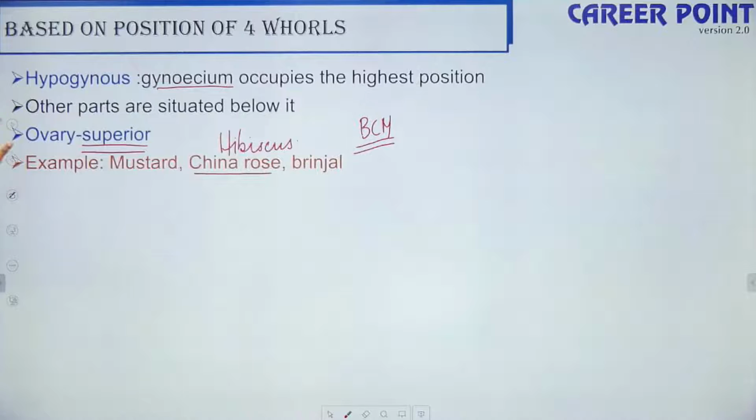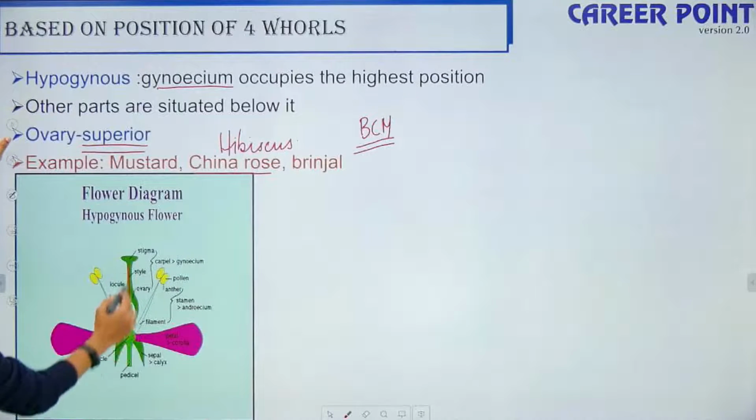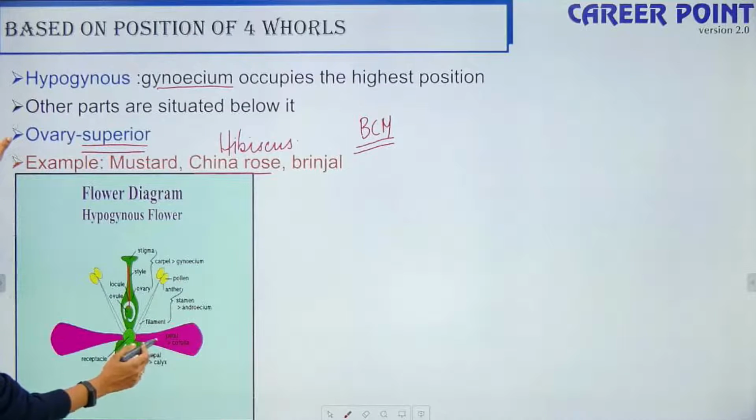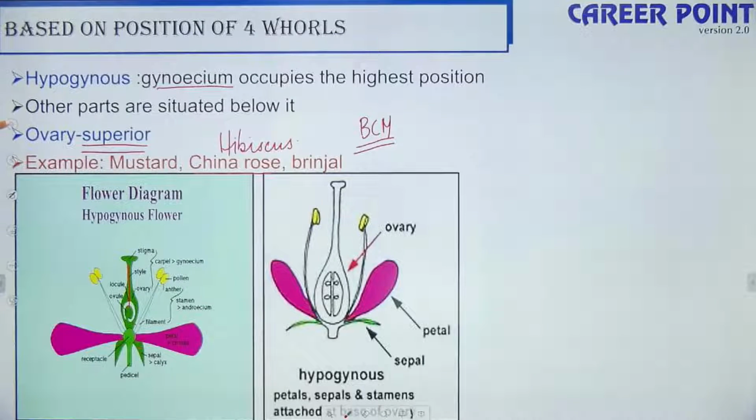So this is a hypogynous flower. Can you see, the gynoecium occupies the top position. Your calyx is here, your petals are here, your androecium is here. All others are below it. So this is your hypogynous flower.